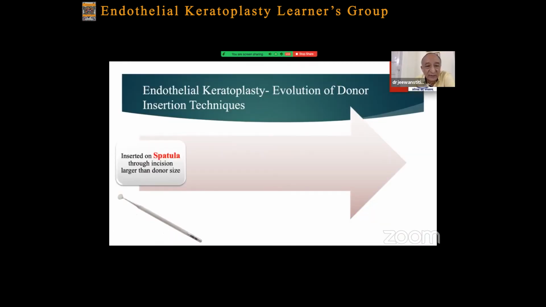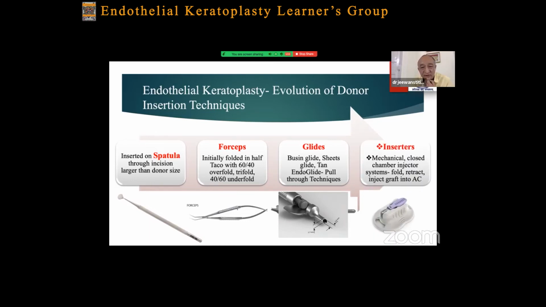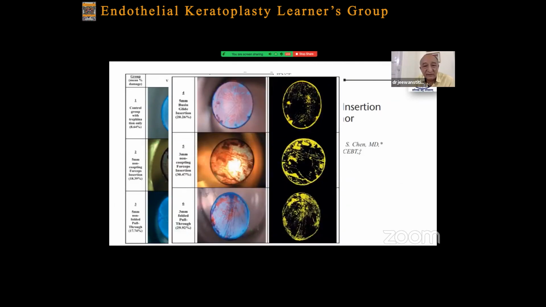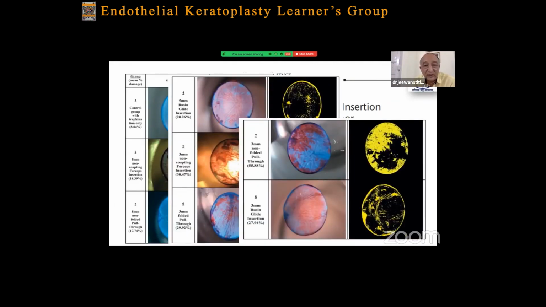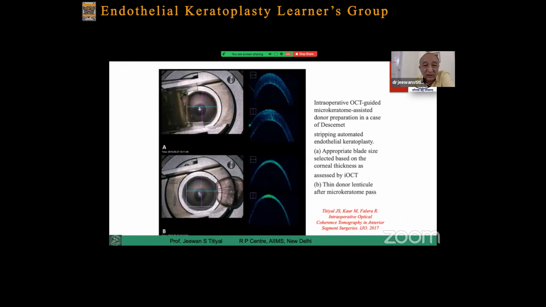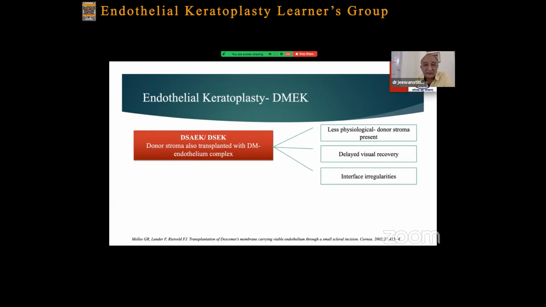Insertion wise, we had spatula to begin with, then came forceps to decrease the size further. Then we have glides, and you have injectors, inserters, and these all were made changes to decrease the damage which can happen during manipulation or injection of these lenticules. And Mark Terry did describe the larger the incision, the better is the retention of endothelium. Tighter holding of a tissue also will have more damage in these cases. IOCT has better visibility, gives a better analysis of what is happening inside in these cases.